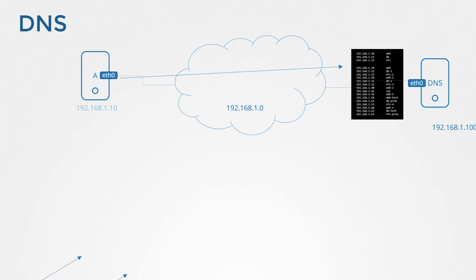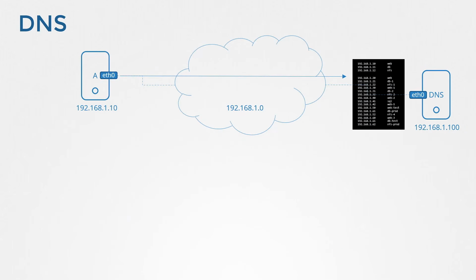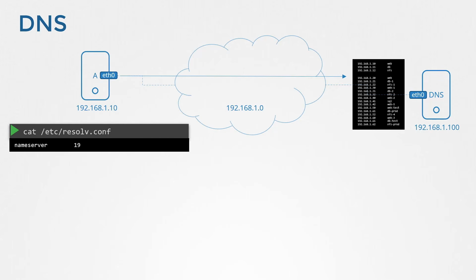So how do we do that? How do we point our host to a DNS server? Our DNS server has the IP 192.168.1.100. Every host has a DNS resolution configuration file at /etc/resolv.conf. You add an entry into it specifying the address of the DNS server. We say nameserver and point it to 192.168.1.100, and that should be it.